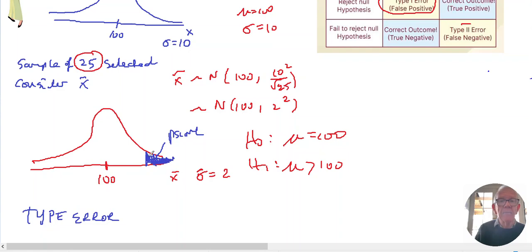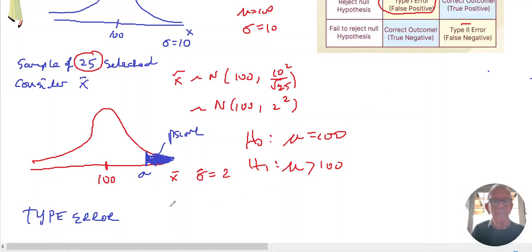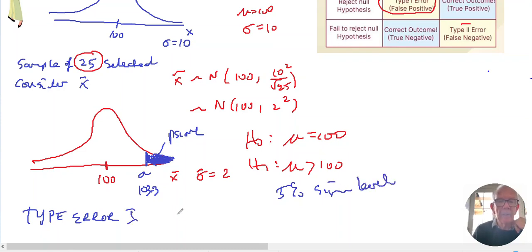is this here. So if I was to consider what that value of x is, that gives me the critical point for a type 1 error, then inverse normal, 0.95, 2 and 100 is 103.3 to 1 decimal place. And that's using a 5% significance level. So the probability of a type 1 error is 0.05 or 5%, and that's determined by the significance level.